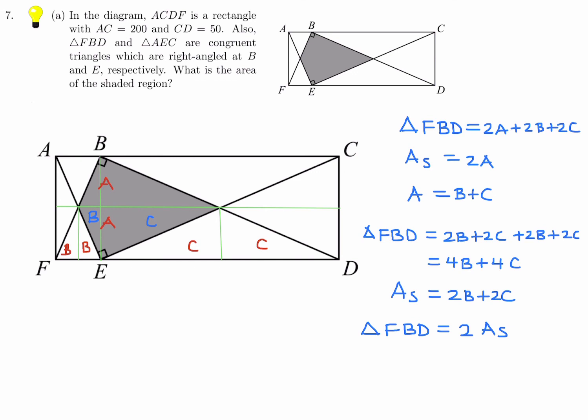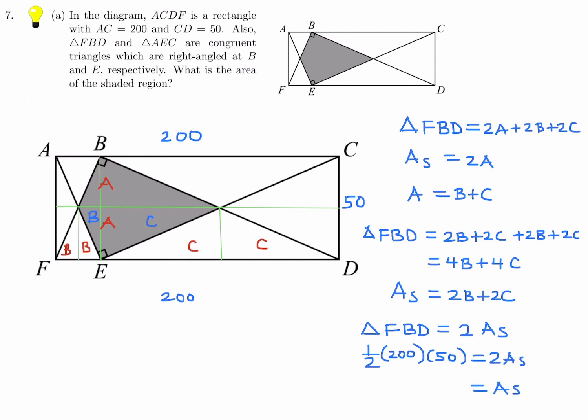All right, well, the area of FBD I can easily figure out. They gave me the dimensions. They told me that AC is 200, so that means this side is 200 since that's a rectangle, and CD is 50. So here we go. Area is going to be 1/2 base times height. Well, the base is 200 of that triangle. The height, top to bottom, is 50. So 50 goes here. And that is 2 times the area of the shaded region.